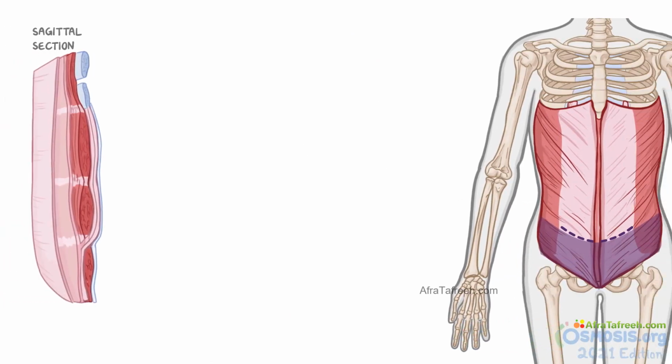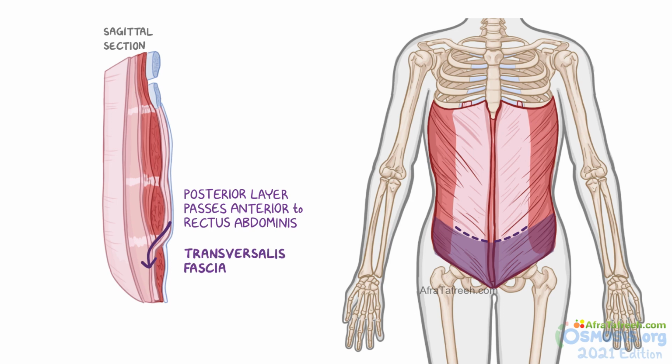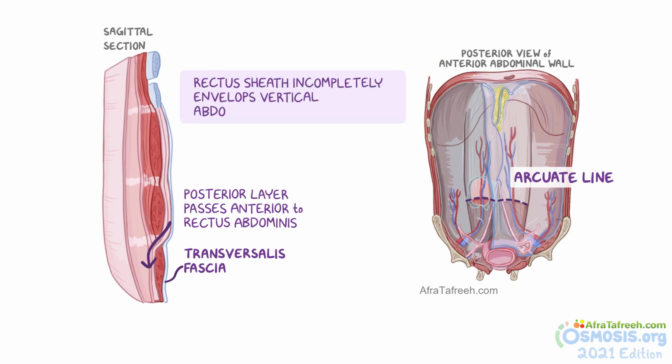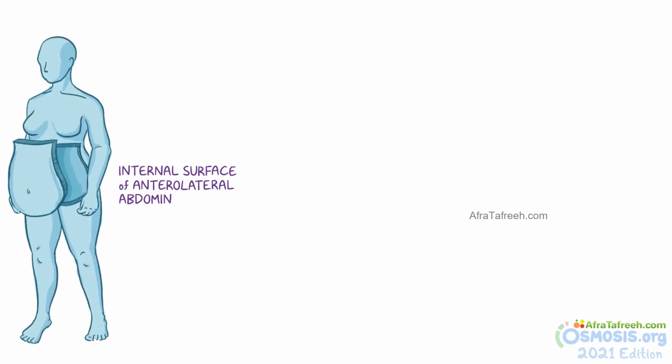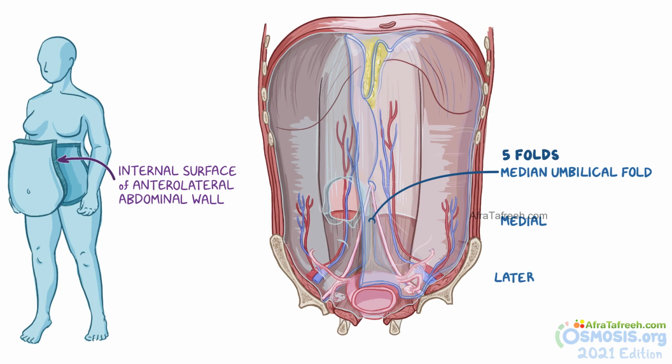A third of the way from the umbilicus to the pubic crest, this posterior layer passes anterior to the rectus abdominis, ending the posterior rectus sheath and leaving only the thin transversalis fascia posteriorly. This transition is demarcated by the arcuate line. This rectus sheath incompletely envelops the vertical abdominal muscles, which are the rectus abdominis and pyramidalis. On the internal surface of the abdominal wall, there are 5 umbilical folds. A median umbilical fold, and on either side of it there are 2 medial and 2 lateral umbilical folds.